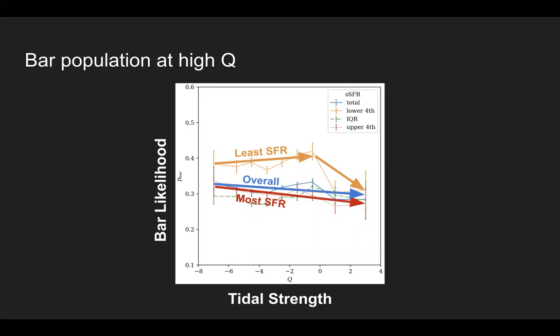So what this is telling us is that while there may exist some trends between having a bar and the tidal density of the environment that you're in, there's no clear single global rule for galaxies about this.